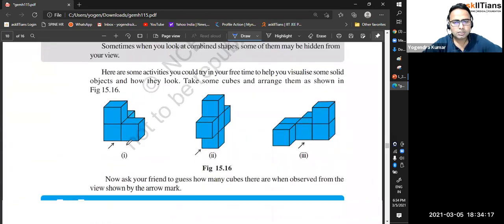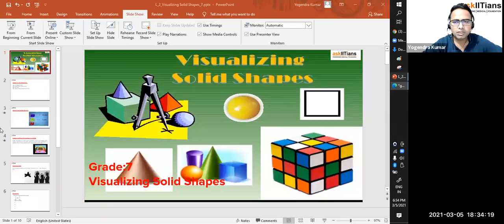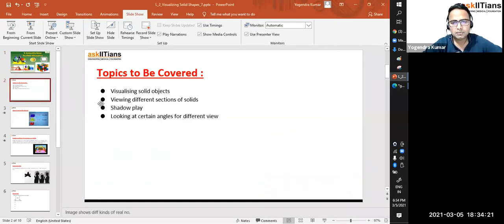Let's come to today's class topic. What we need to discuss in today's lecture is visualizing solid objects. We are going to see solid objects again, and viewing different sections of the solid. We need to see the different sections.